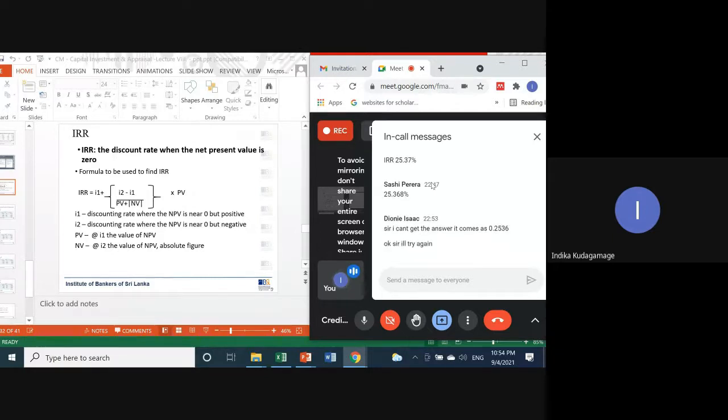So it is going to be 0.2, which is 20%, plus 0.3 minus 0.2 divided by the values of both the figures, 9610 plus 8000 or something, multiplied by 9610. Hurry up, we have only another 5 minutes for this. After that, we need to start.